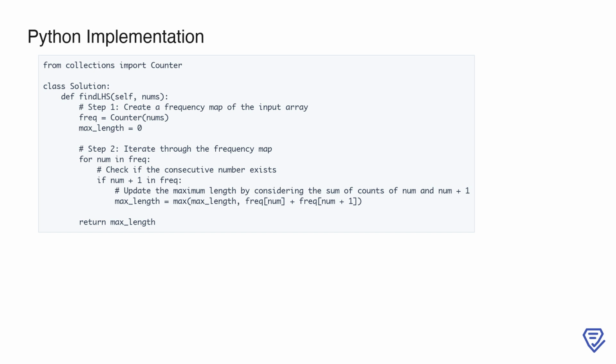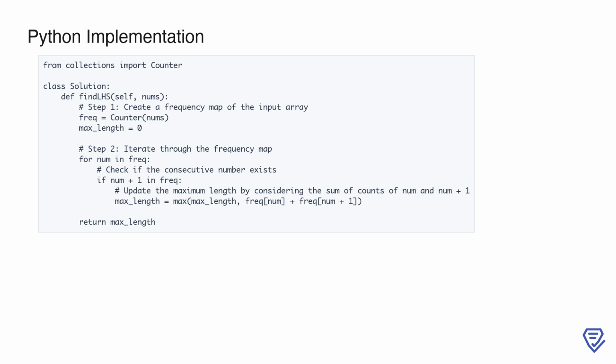The problem asks us to find the length of the longest harmonious subsequence in an array, where a harmonious subsequence is defined as a subsequence where the difference between the maximum and minimum values is exactly 1. Line-by-line explanation. 1. We begin by importing the Counter class from the collections module. This will help us efficiently count the frequency of each number in the input array.